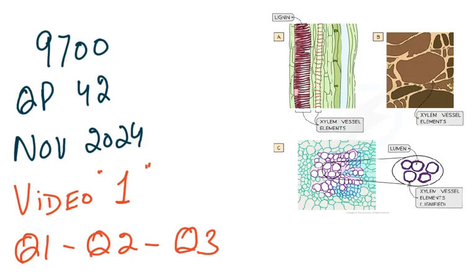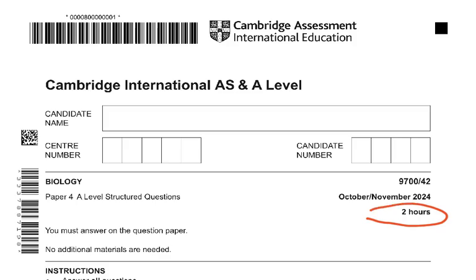Bismillah Rahman Rahim. We start another paper 4, which is the latest exam, November 2024. It's the question paper 4-2. As you all know, this paper is for 2 hours, but it's not enough time for it.